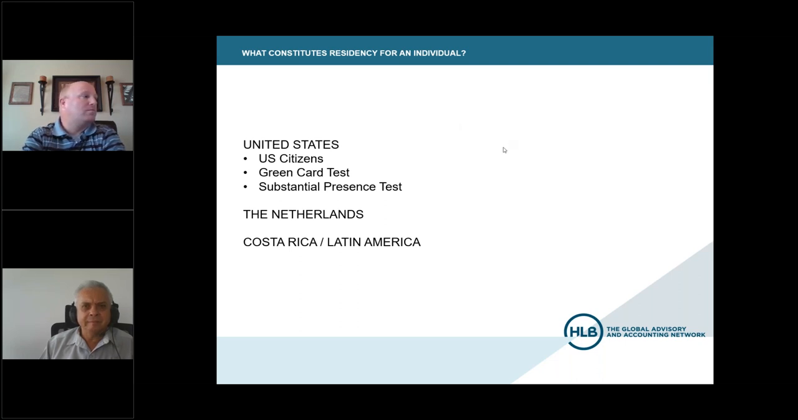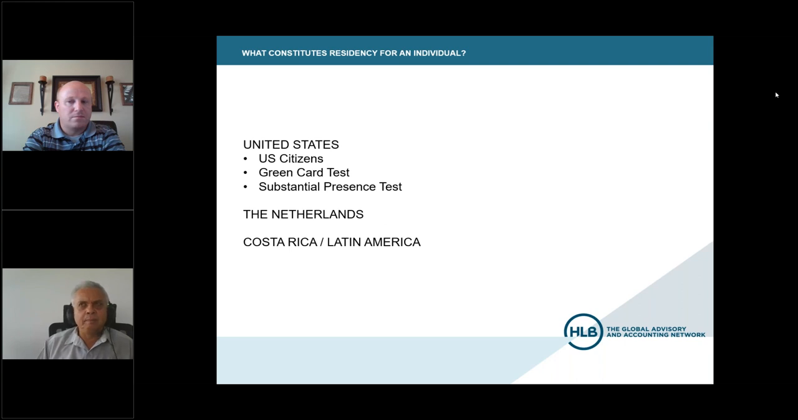How do those countries look at residency? It varies from country to country in LATAM, but basically in Costa Rica, we have a 183-day count, regardless of whether you have temporary absences, such as vacations or business traveling. Therefore, the day count will be critical for determining personal residency status.